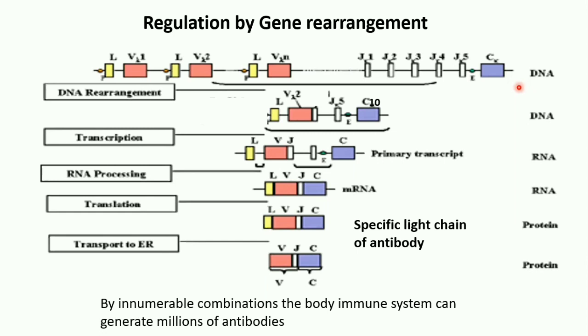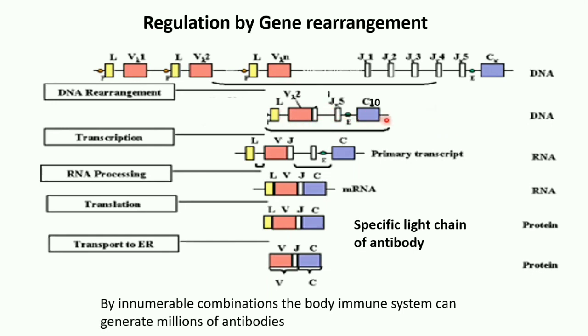We will now just take an example. For example, from the variable segments we took one variable, that is V2. We took a J5 and we took a C10 from this DNA, from this gene. So here you can see this DNA rearrangement has occurred.